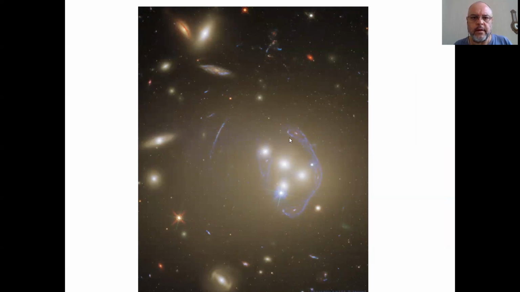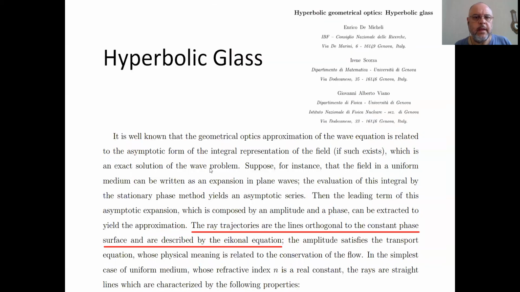This is another image of another gravitational lens. Well, here we have the hyperbolic glass. We learned this subject from this paper, Hyperbolic Geometrical Optics, Hyperbolic Glass, from these authors.